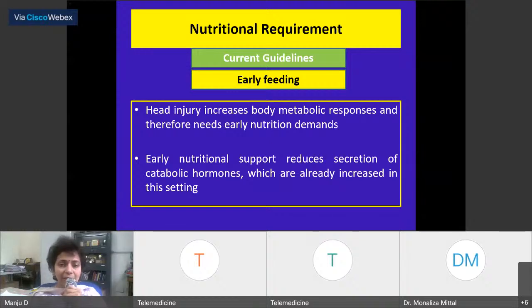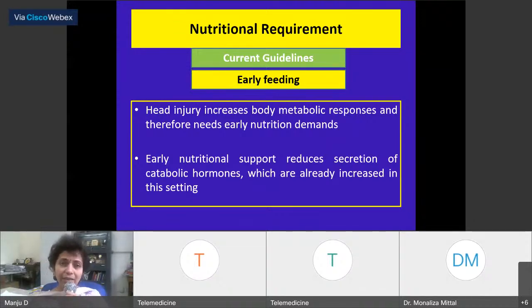Okay. So what are the current guidelines? Mainly the guidelines are being developed by the Brain Trauma Foundation. We have seen that head injury increases body metabolic responses and therefore needs early nutrition, which is very, very important. So as nurses, this word early is very important. When I was working as a staff nurse, or even now sometimes, I have observed that in our busy schedule, we many times forget that when the patient comes, we start them with IV fluid.